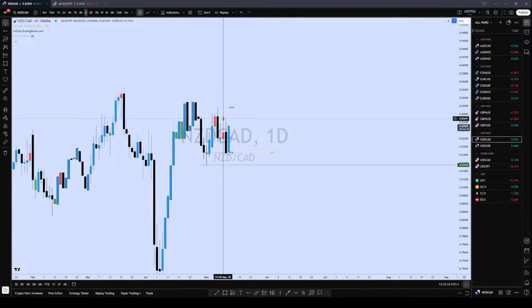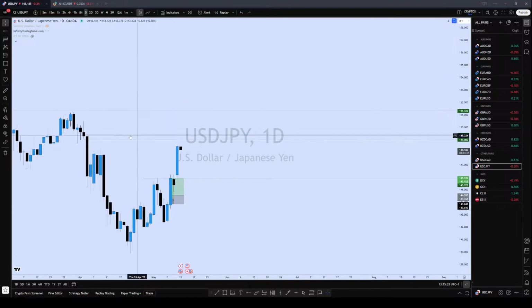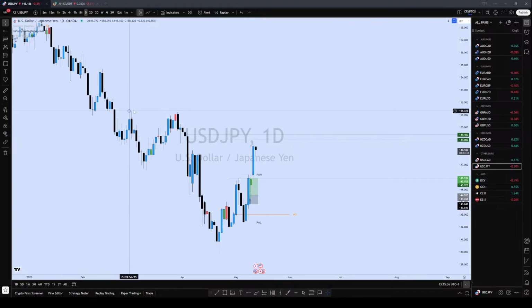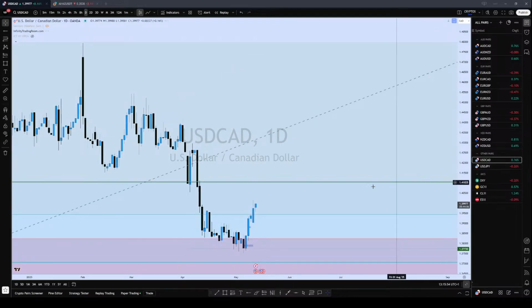watch this pair. If we can close above previous day's high today, then it will resume the up movement for the equal high, this one and that one. Dollar yen, I'm looking for a continuation to the upside. This equal high will be the target, so look for a continuation to the upside. Dollar CAD is similar. You're gonna look for a continuation to the upside.